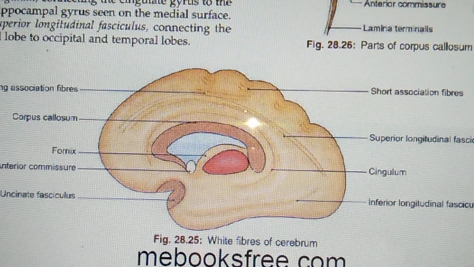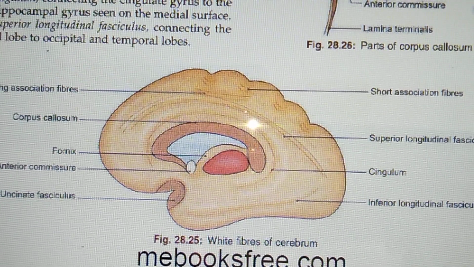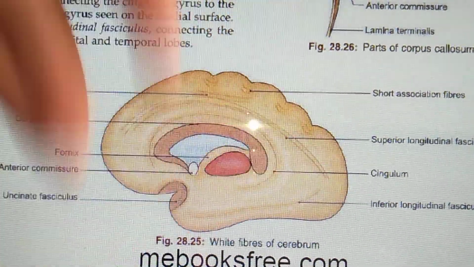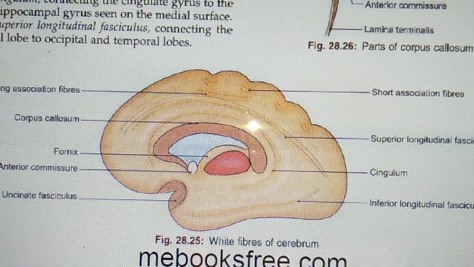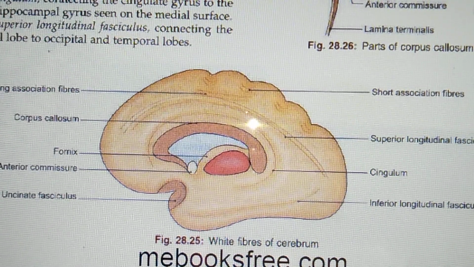Another is the long association fibers. These fibers connect more widely separated gyri to one another. So they might connect the frontal to the occipital gyri. Such widely separated gyri are connected to one another through the long association fibers.